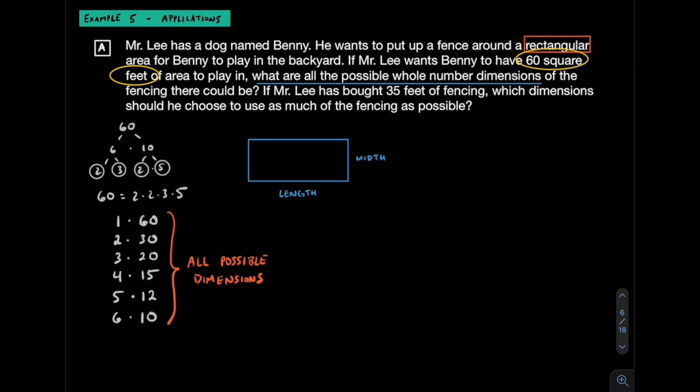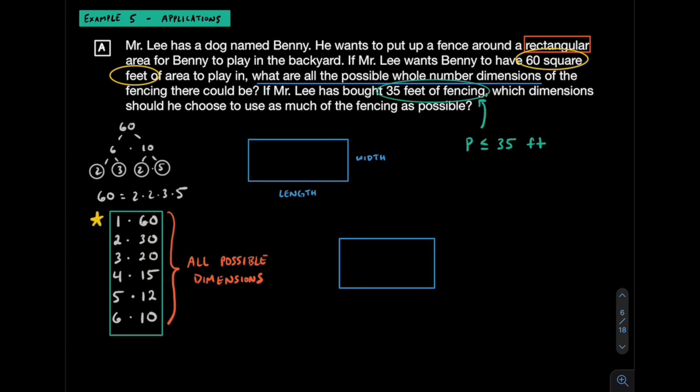The next part of the question asks about perimeter. Since Mr. Lee has already bought 35 feet of fencing, he can't make a fence that is longer than 35 feet around. The goal here is to use the dimension from our list that maximizes the amount of fencing we have so we don't waste any of it. If you look at this option here, we're saying the length is 1 and the width is 60, or vice versa. If we made the length 1 and the width 60, then the perimeter would be actually 122. Again, that's all the way around the perimeter. That's way too much. We can cross this one off the list.